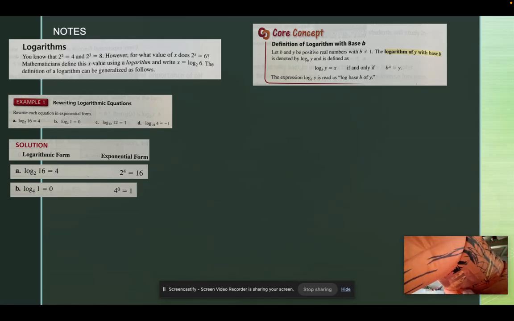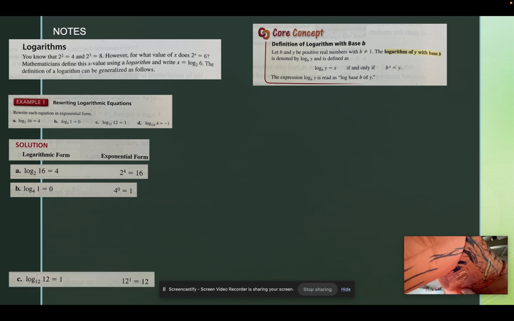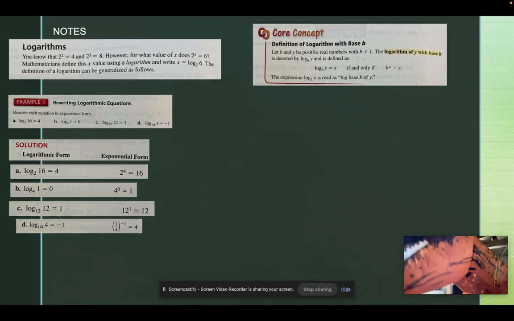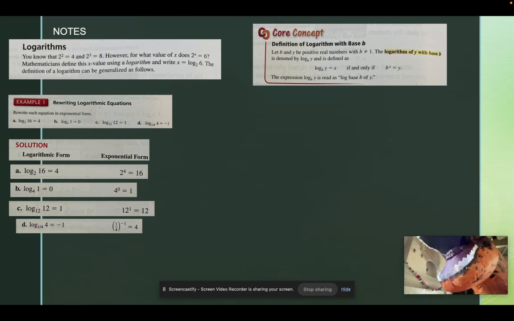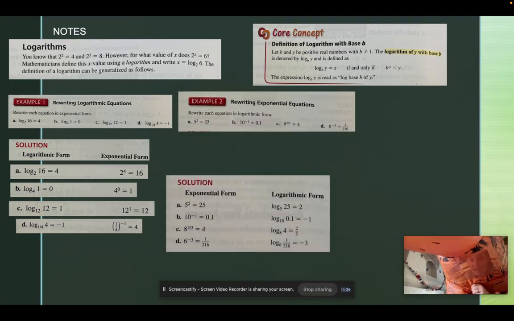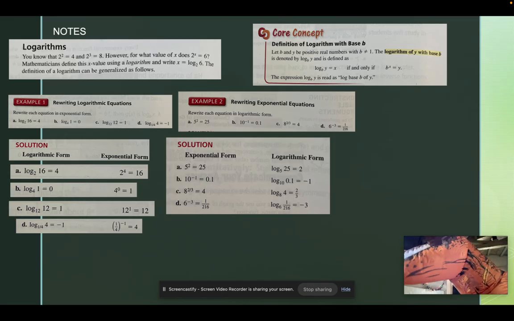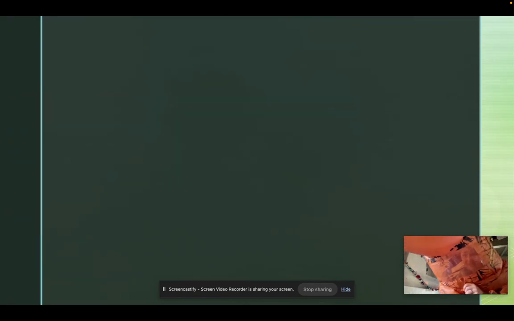And doesn't that make sense? Anything to the power of 0 is 1. Okay, 12 to the 1 is 12, and 1/4 to the -1 power. Remember, a negative exponent flips it, or takes the reciprocal. Okay, and a couple more examples now, going from exponential form to logarithmic form, and it's the same thing, just going back the other direction.